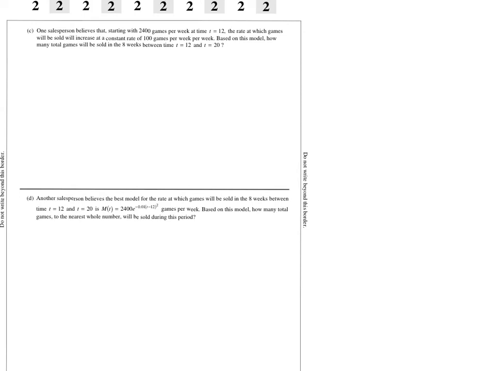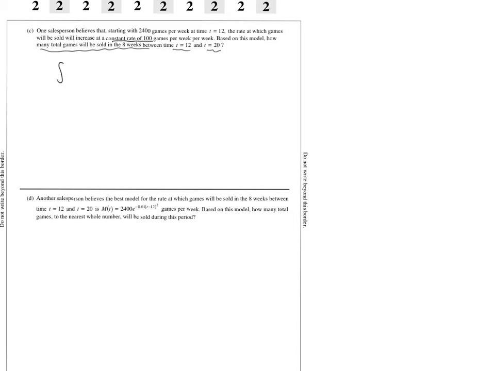Okay, this part C is probably the trickiest part of this question, because the data from the chart leaves us off at t equals 12 and us selling 2,400 games per week, and that rate is going to increase at a constant rate of 100 games per week every week. So now they're saying how many total games are going to be sold during the 8 weeks from the time t equals 12 to t equals 20.